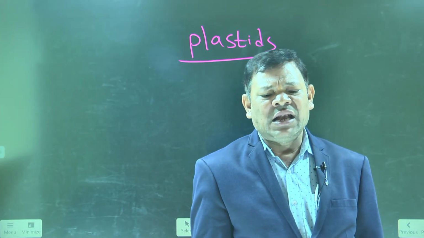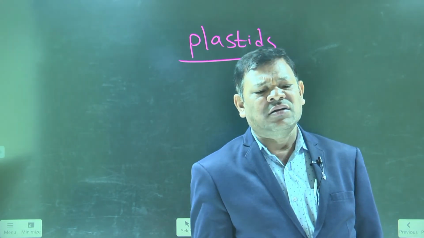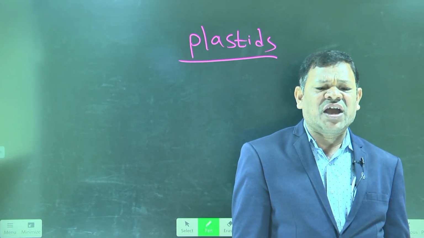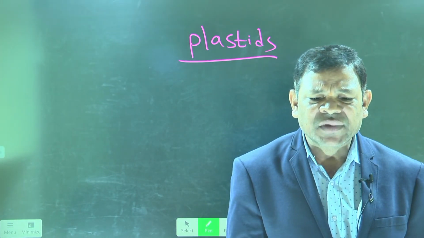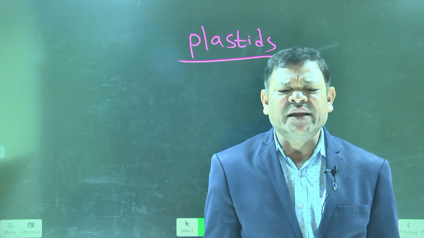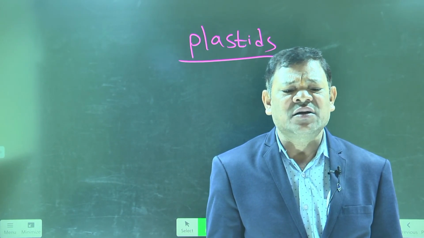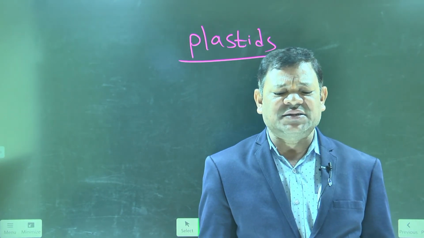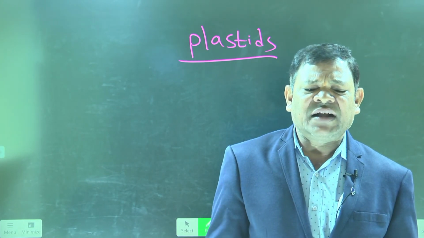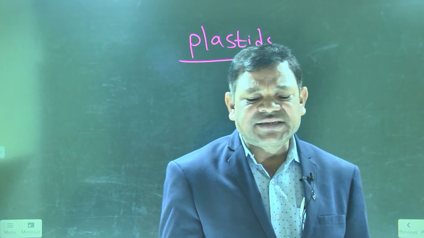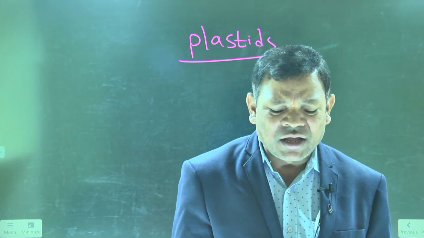Next, last but not least, vacuoles. Vacuoles are only present in the plant cell. In animal cells vacuoles are absent. Most unicellular organisms have vacuoles. They can send waste material outside of the body through the vacuoles.